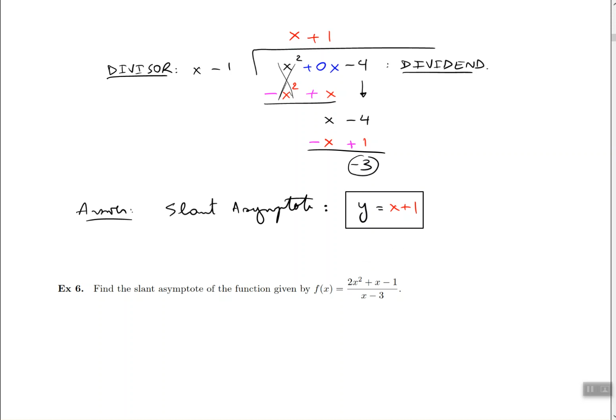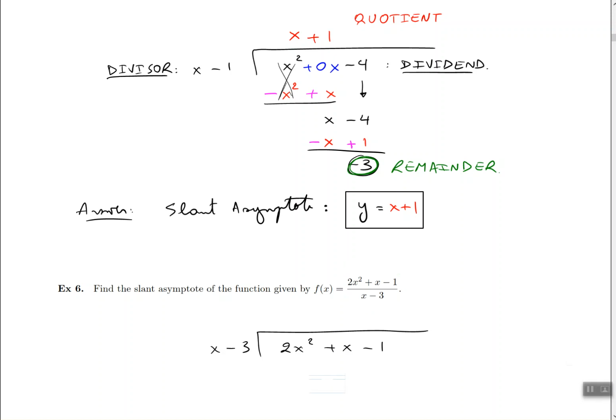So, by the way, the x plus 1 has a name. It's called the quotient. And the number that I put in the circle at the very, very end, the negative 3, is called the remainder. And for the purposes of finding the slant asymptote, the remainder doesn't play a huge role. Okay, so pause the video for a second and see if you can go ahead and do the second problem.